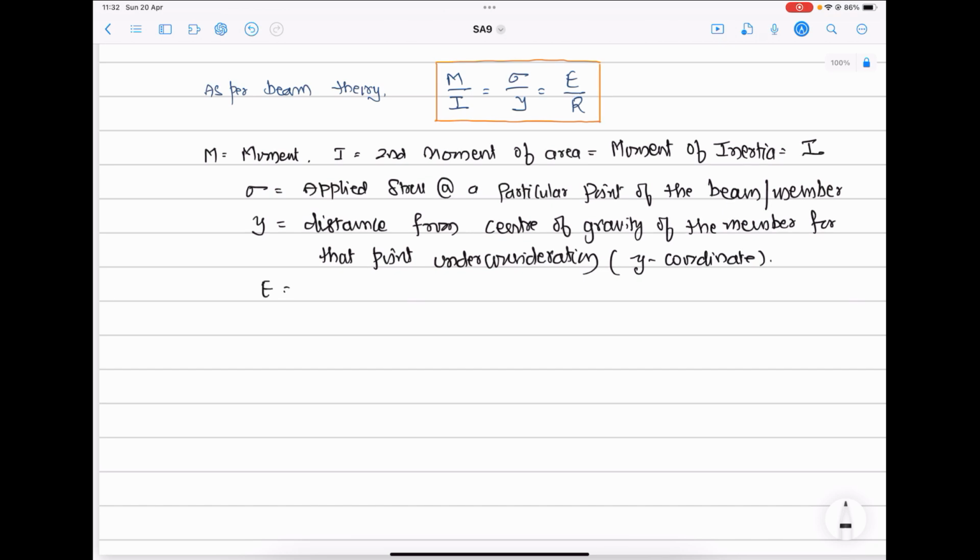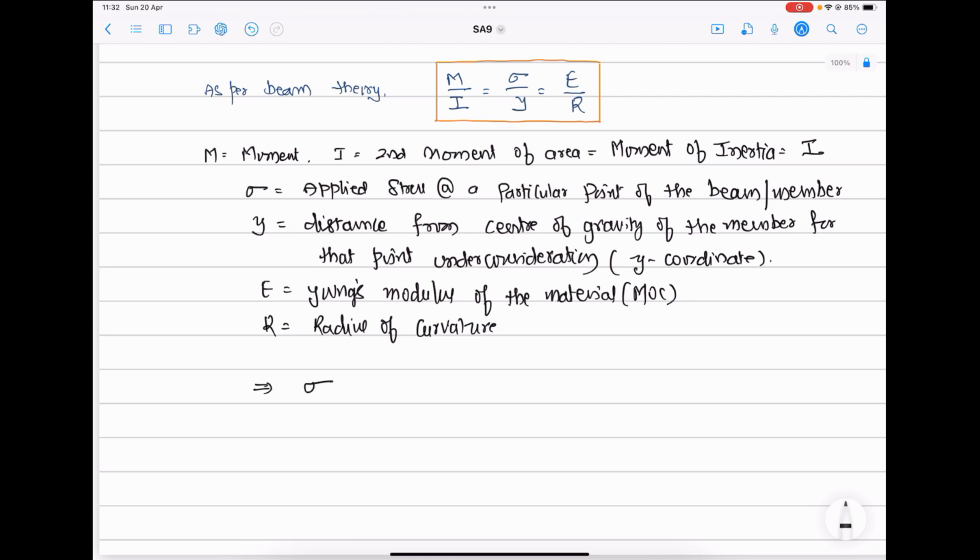E is equal to Young's modulus of the material. This can also be called the material of construction. R is equal to the radius of curvature of bending. Now, M by I is equal to sigma by Y. That implies sigma, the applied stress, is equal to M Y by I.